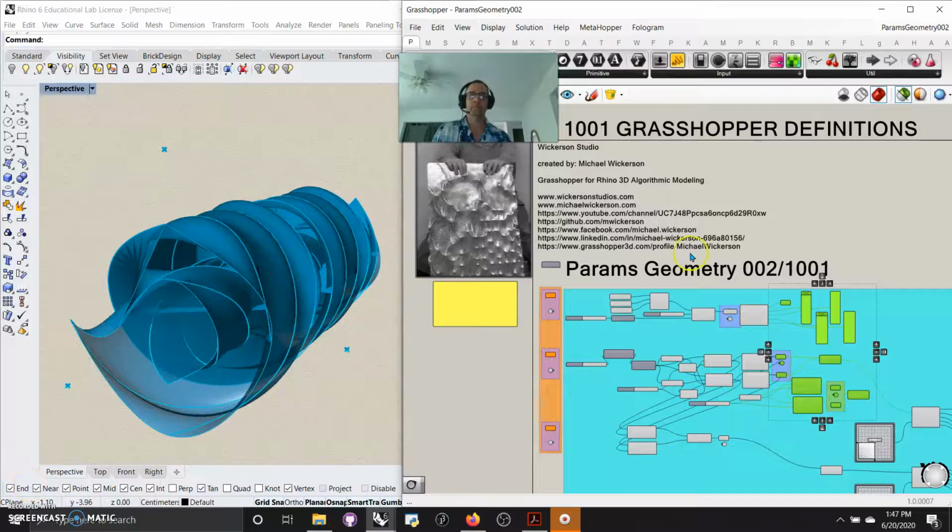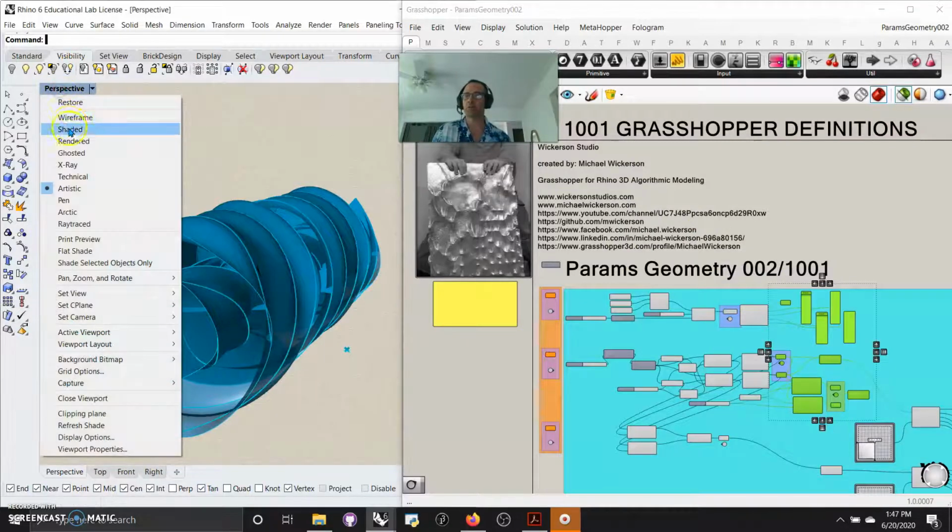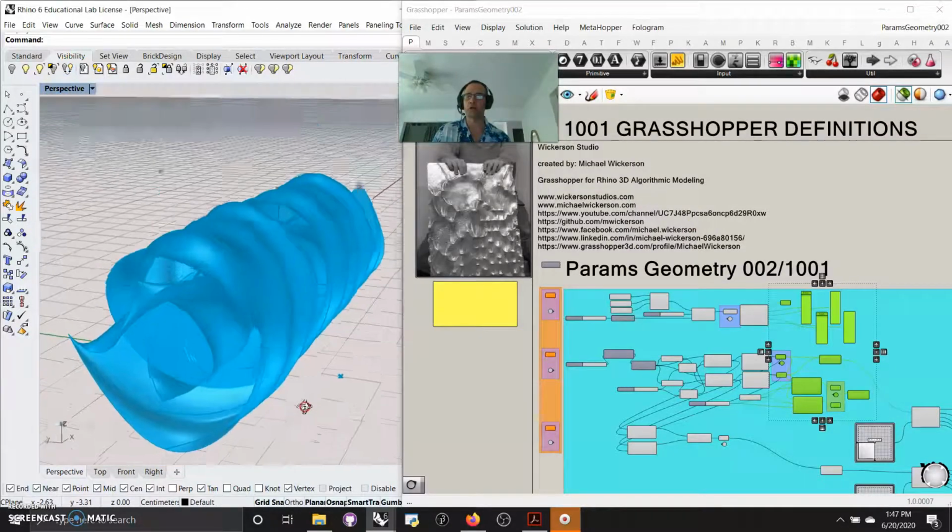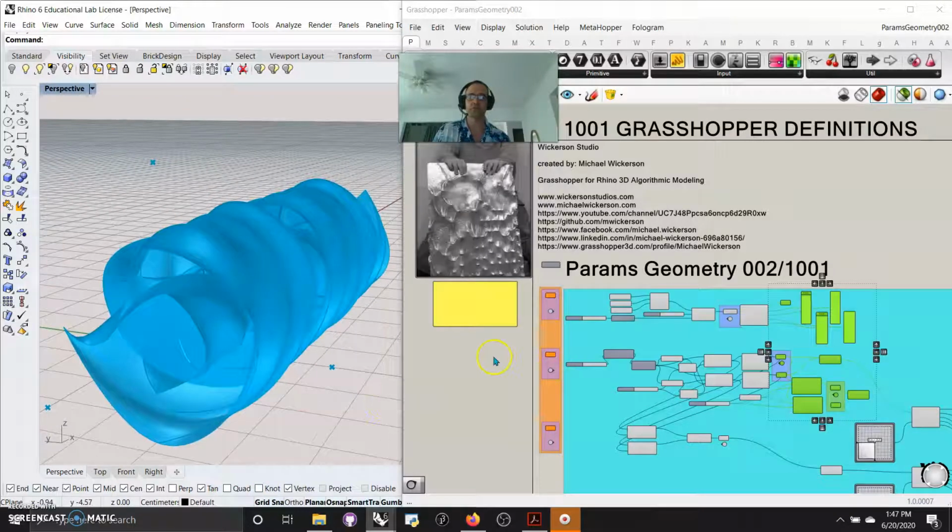We will continue. This is script 002 out of 1001, and we're going to be doing Grasshopper definitions and showing how experimental things can be and how you don't know where things are going to go, and try and complicate the simplest of simple things in a sense of having a bit of a creative spark.